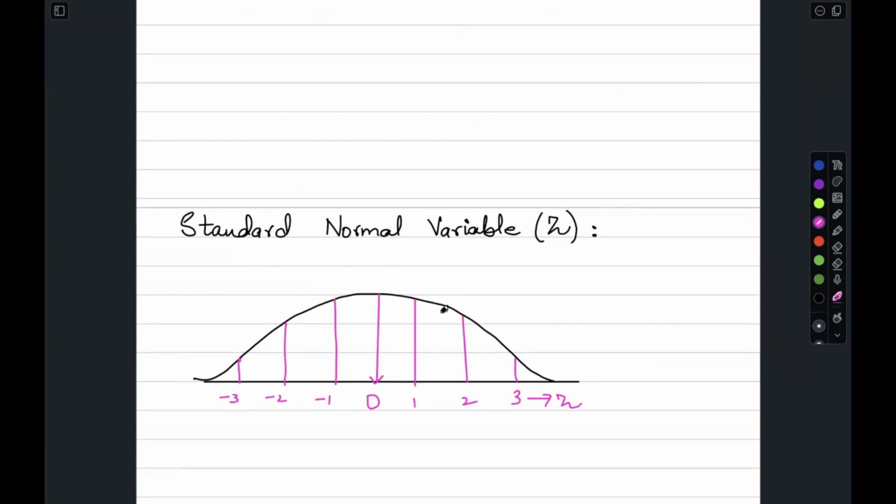Now, the total area of this graph, and we say that this graph is the graph of y equals phi of z.